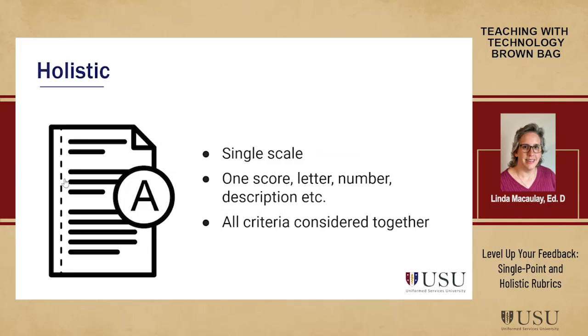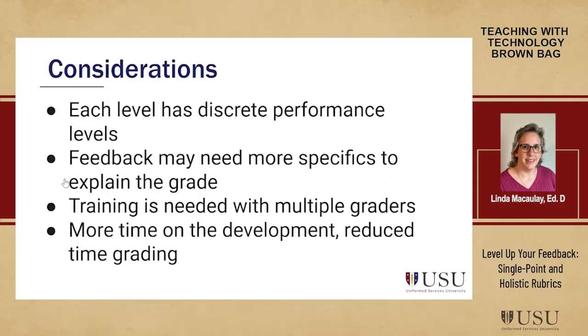So to recap, it's a single scale, one score, letter, number, description, etc. That's all considered together to give you that grade, which is why we do call it a grade sheet. If you're considering using a holistic rubric, you need to consider the fact that each level has discrete performance levels, so you know which row or which level to pick.